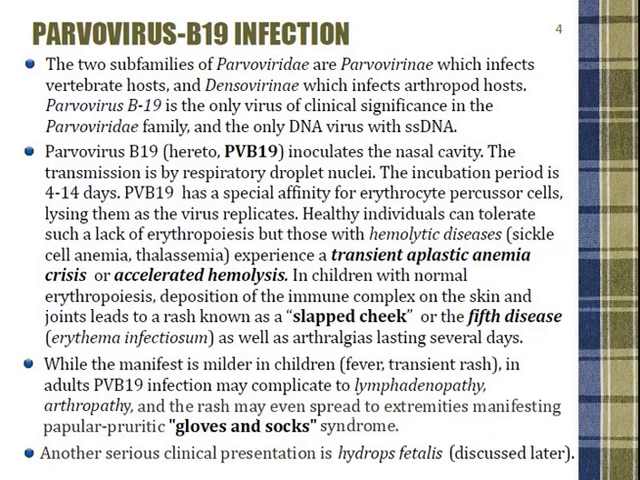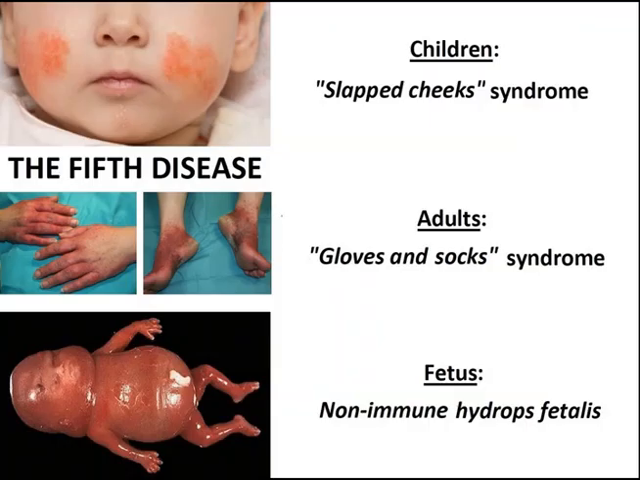Intruding the human body by respiratory droplets, it incubates for up to 14 days and afterwards manifests with transient aplastic anemia crisis or accelerated hemolysis, which presents, especially in children, a rash on the cheeks named slapped cheeks or the fifth disease. In adults, the parvovirus may complicate into lymphadenopathy, arthropathy, and the rash may spread to extremities, presenting a socks and gloves syndrome. The fetal complications will be discussed later.